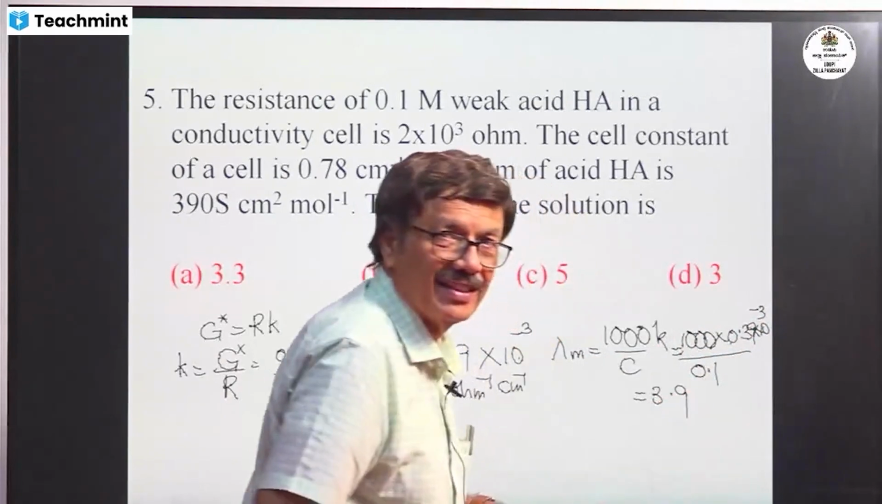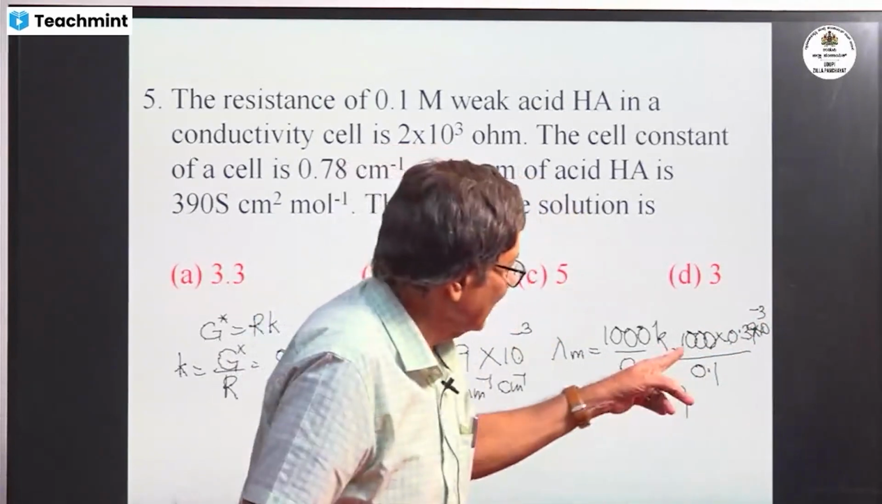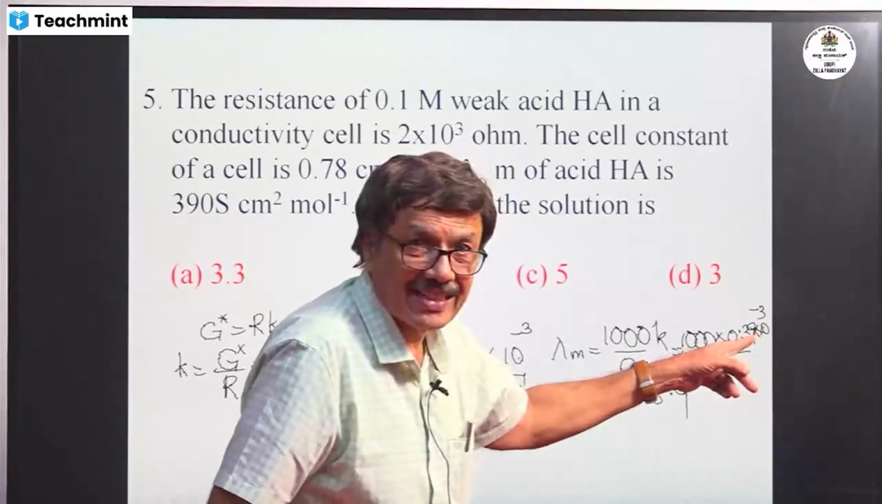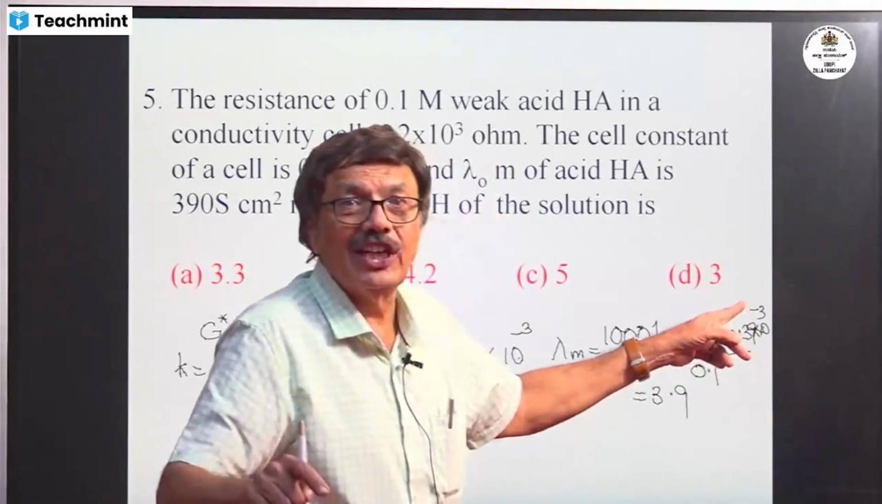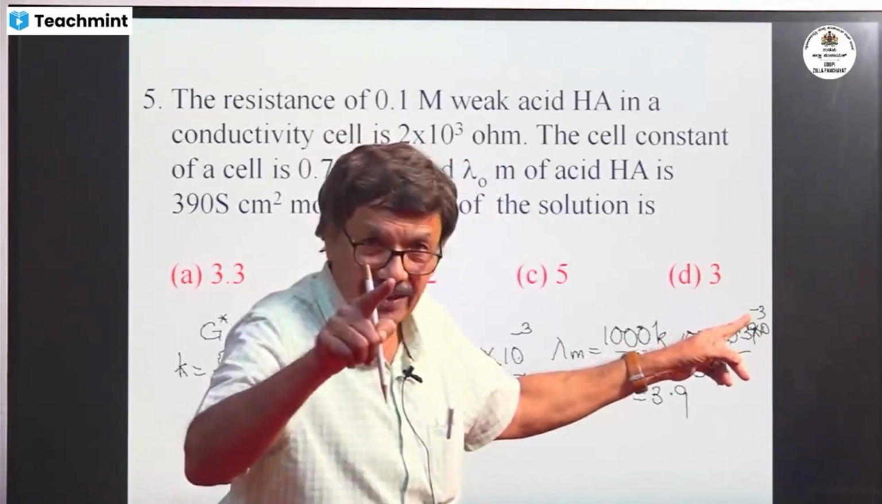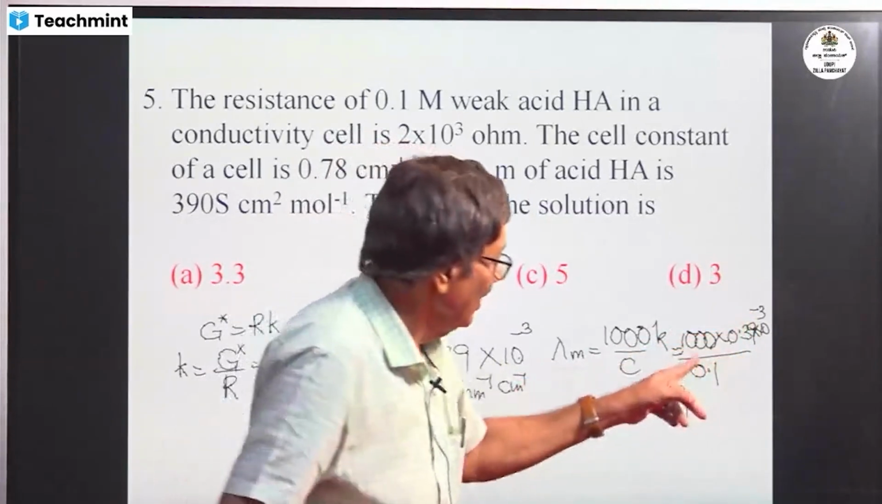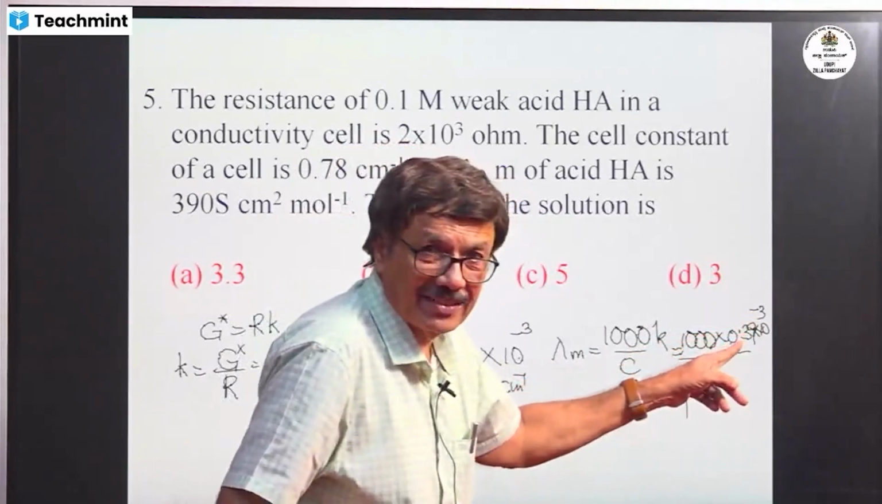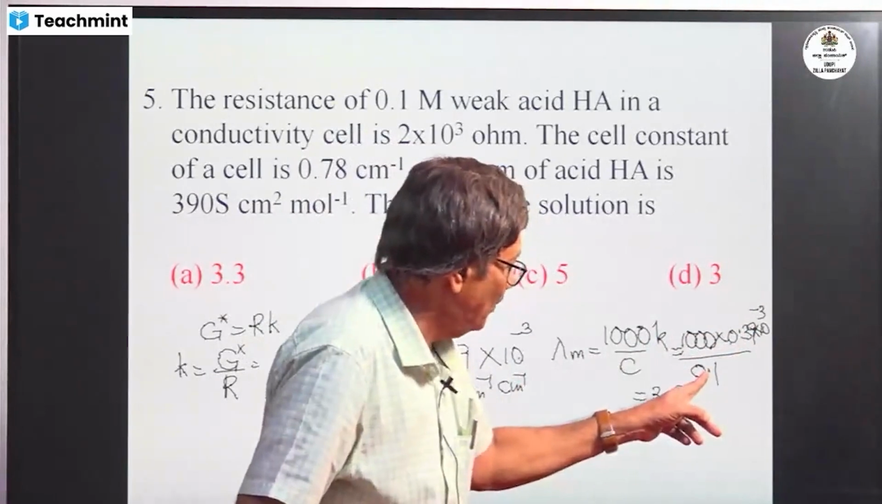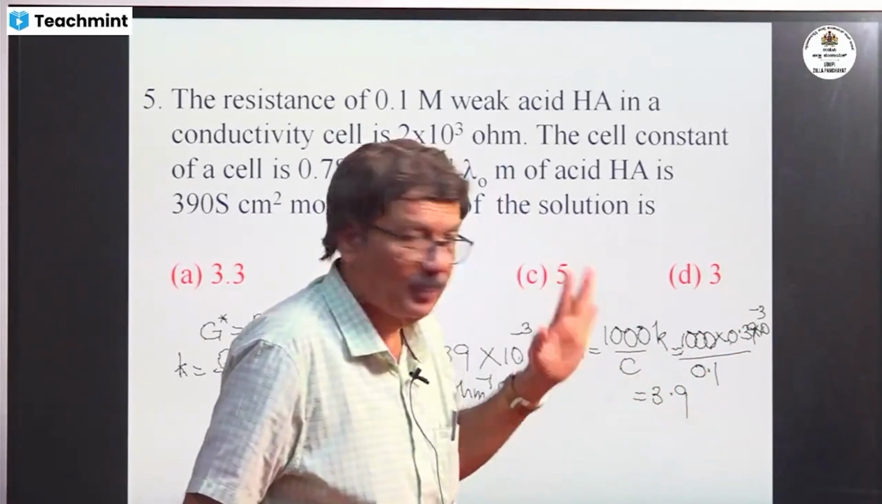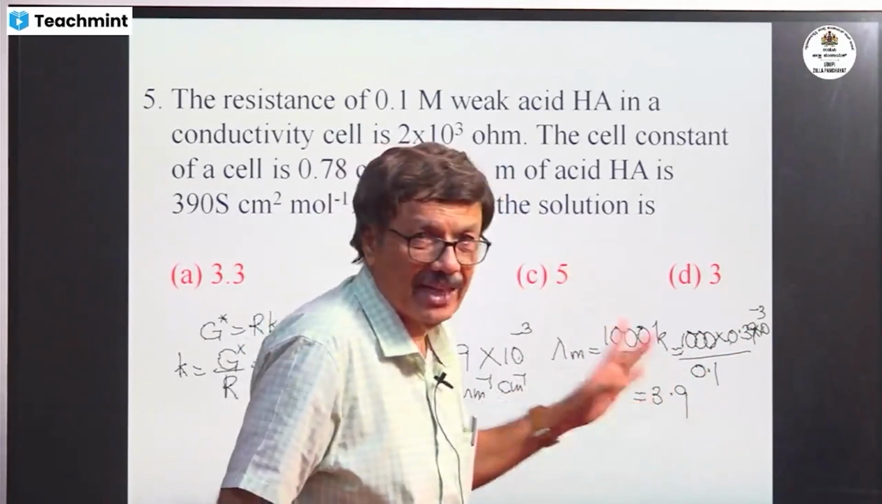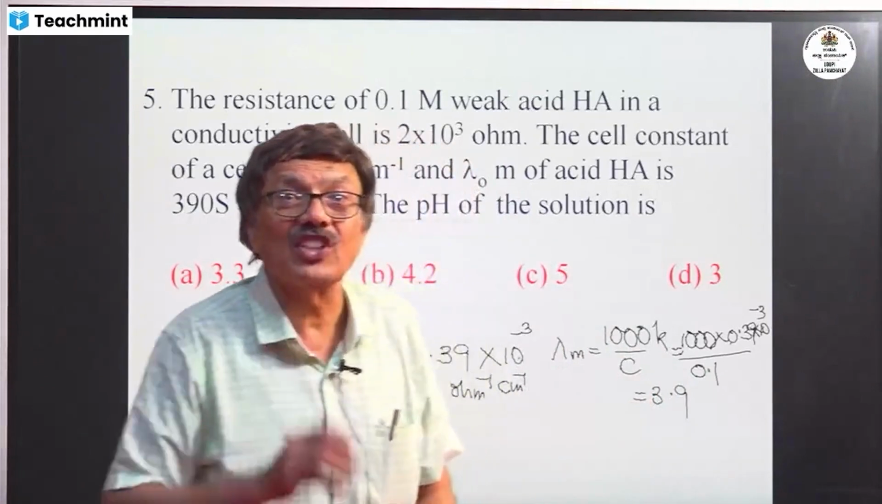Understood how it is? 1000 into 10 to the power minus 3 is 1, it is 1000 by 1000. Then 0.39 by 0.1 remains, that is 3.9. This is lambda m. Next, what shall we do?